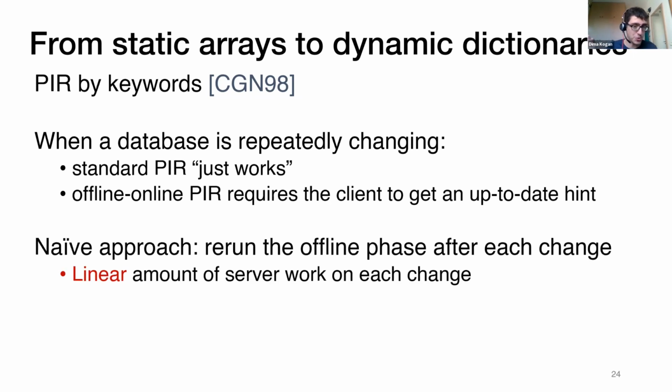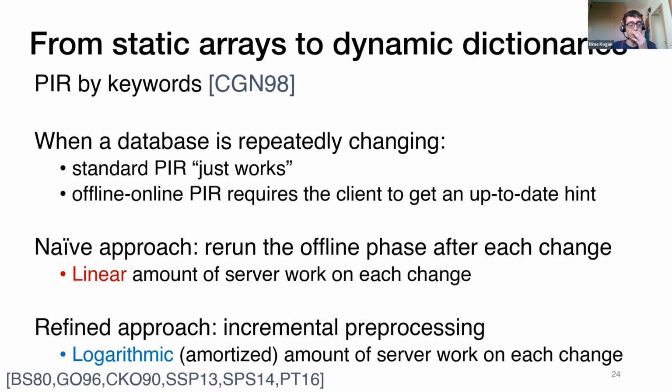So the naive approach to handle this is to simply rerun: whenever the database changes, throw out the hint that you had and rerun the offline phase with the offline server, generating a new hint. However, this will be very expensive, because remember, the offline phase is the expensive part of the system. And so this would basically require a linear amount of work on each change. We don't want that. Instead, we have a more refined approach that basically does incremental preprocessing.